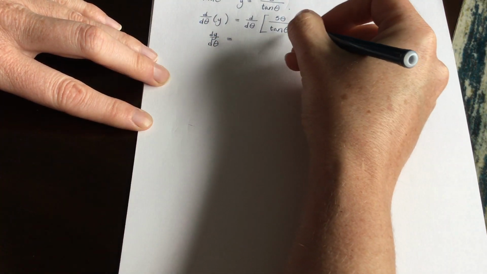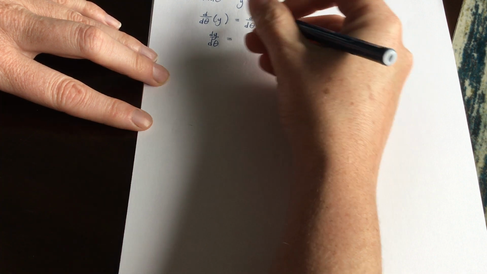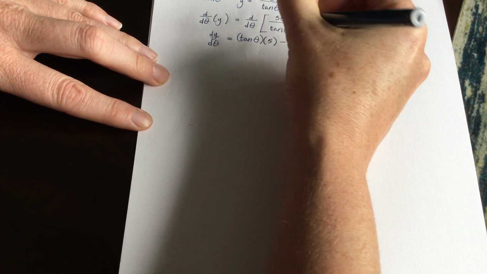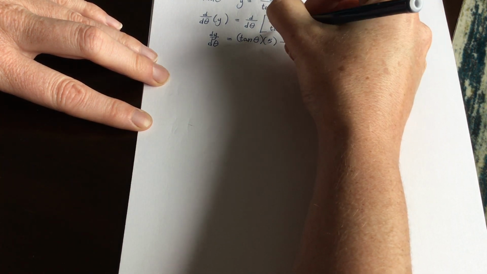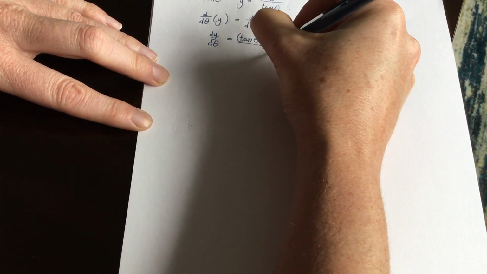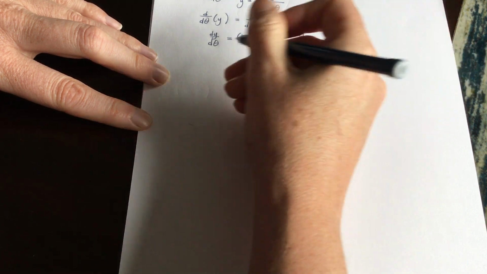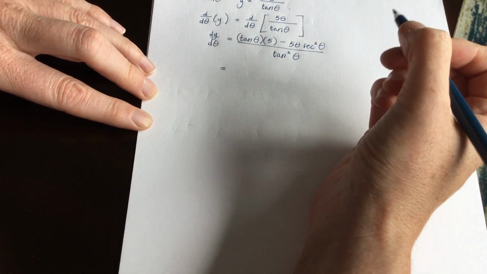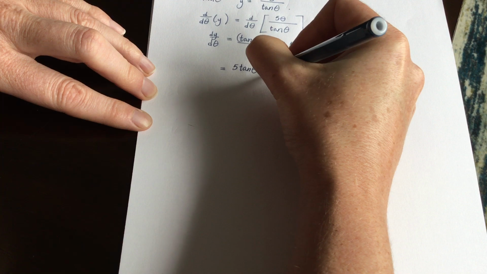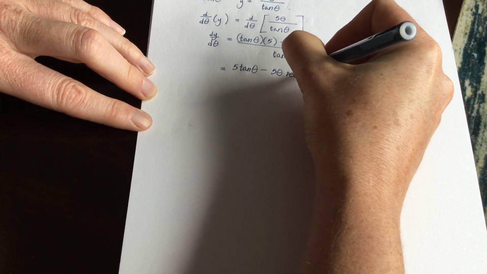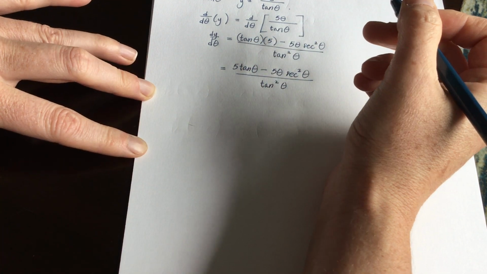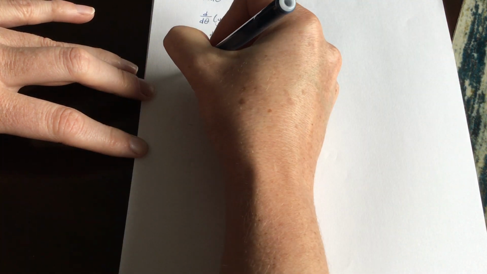Okay, now for the derivative on the right side, we're just going to use quotient rule. So you could do low d high minus high d low; the derivative of tangent is secant squared theta, all over the bottom squared we go. Okay, simplifying this, we could just write it as 5 times tangent theta minus 5 theta times secant squared theta, all over tangent squared theta. That is a perfectly fine answer.